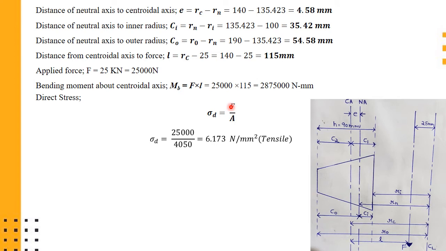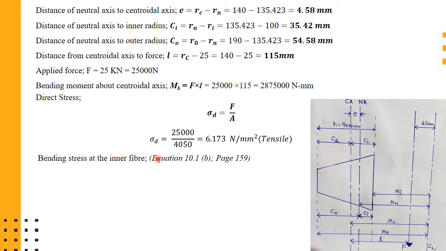So direct stress, the direct formula, you know, sigma d is equal to F by A. F we already know, and the cross sectional area you have also calculated, so substitute that and you'll get a positive value. A positive value indicates that the direct stress acting is tensile in nature. Since it is positive, the stresses will be acting in the upward direction when you draw the stress distribution. That's why tensile is mentioned here.